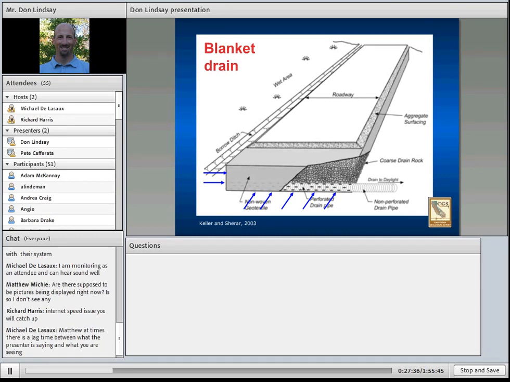I typically would like to see at least 8 to 12 inches of drain rock with at least a foot of surface rock or soil placed on top to protect the integrity of the drain. However, the design should be based on the strength of the subgrade, hydrology, and the anticipated vehicle loads.